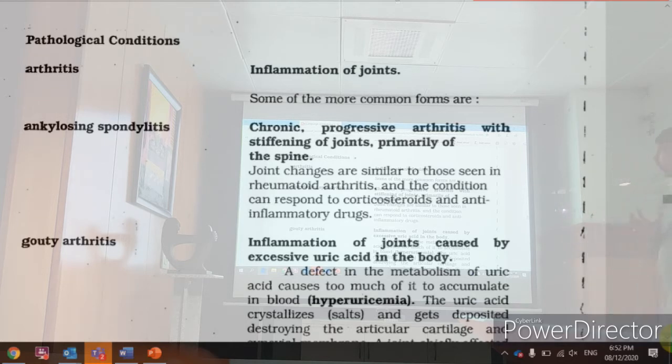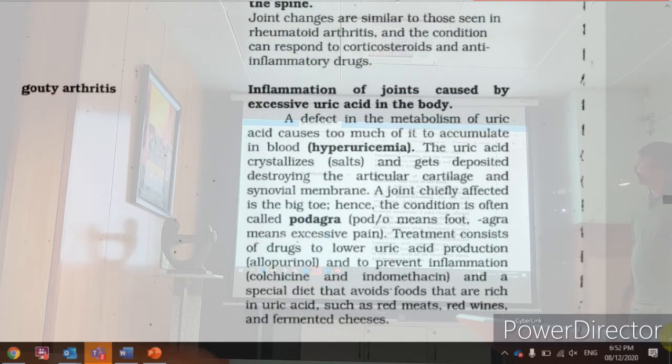Gout, if you have heard of this, is inflammation of joints caused by excessive uric acid. In your blood investigation, they check this uric acid. Uric acid is an end form of your proteins. A defective metabolism of uric acid causes too much uric acid in the blood, which is known as hyperuricemia. Alcohol is one of the reasons. It gets deposited in the articular cartilage and synovial joint, chiefly affecting the big toe.